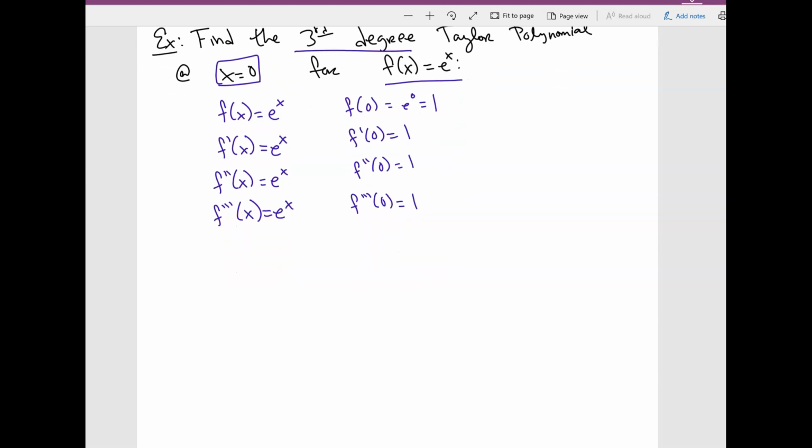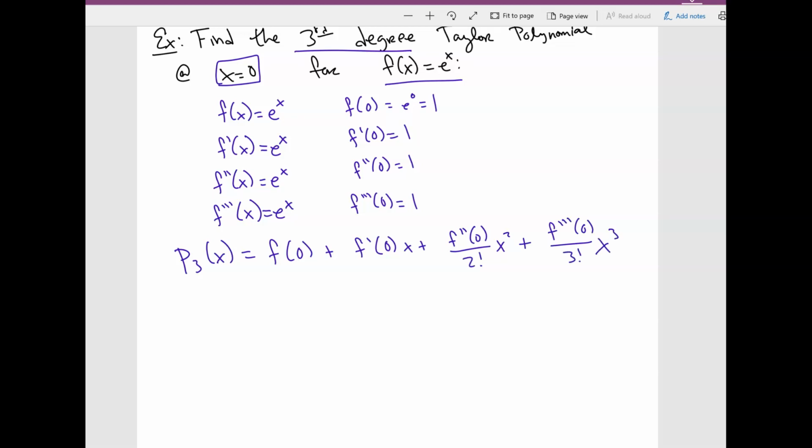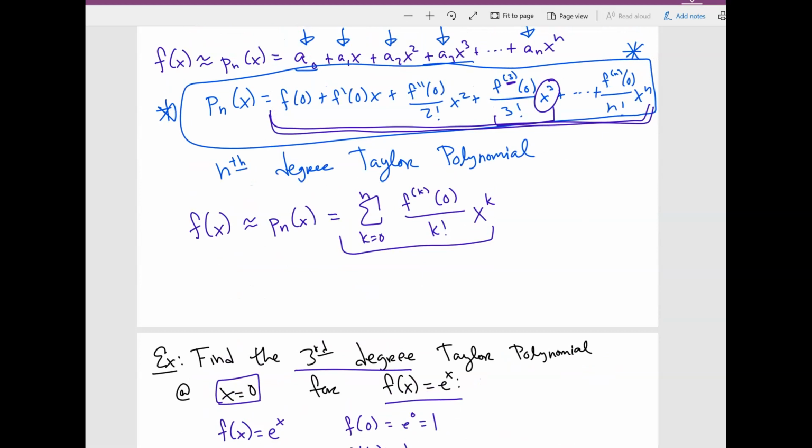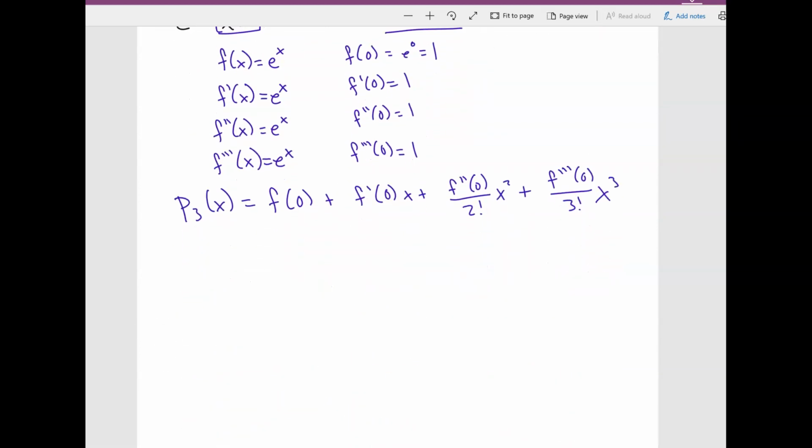Okay, and now all I have to do is find my third degree Taylor polynomial. If I write down the formula, it'll just be f of 0 plus f prime of 0 times x plus f double prime of 0 over 2 factorial x squared plus f triple prime of 0 over 3 factorial x to the third power. So all I'm doing is taking the formula that I just had and plugging it into the third degree polynomial. All right, so now all I have to do is plug everything in there.